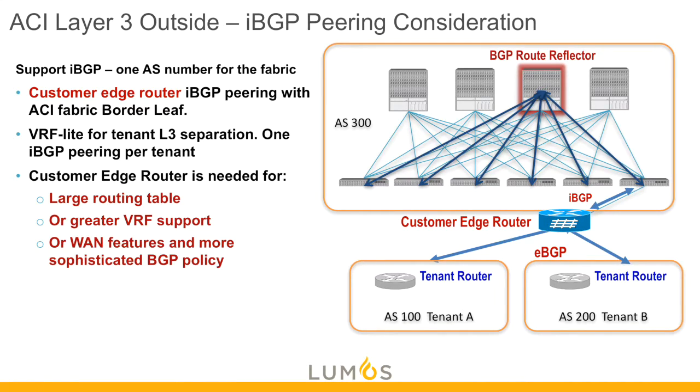So that's why we typically have different hardware. Hardware is designed to be a customer edge router. It's designed with fewer interfaces but more TCAM. And then, of course, data center switches, even if they're layer 3, are designed with a smaller TCAM space because we're scaling that out horizontally. So if we have a large routing table or a greater number of VRFs that we can't do in the leaves, or WAN features and more sophisticated BGP policy, the ACI fabric is a data center fabric. The technology and the software is built to be inside of a data center. So use the right tool for the right job. Typically there are edge routers from Cisco and other vendors as well.